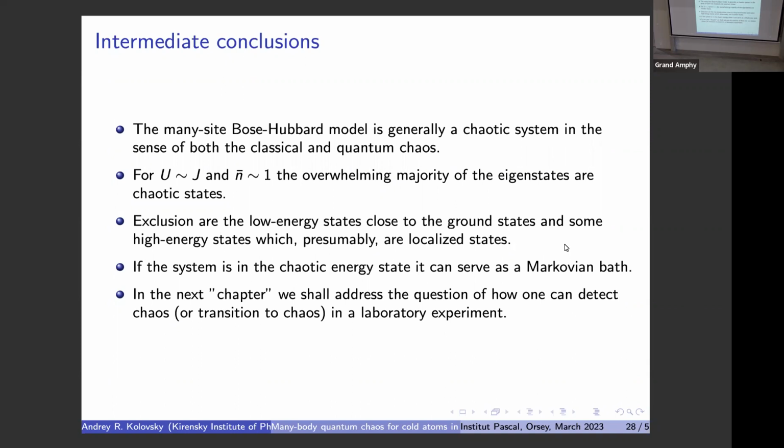I come to the next chapter, where I address the question of how we can detect quantum chaos experimentally, using cold atoms.